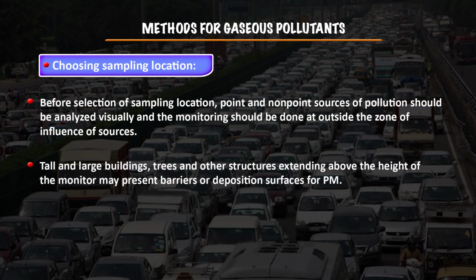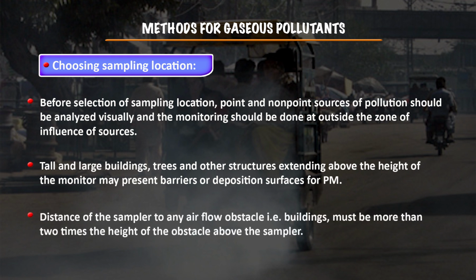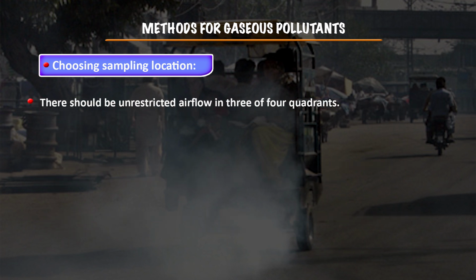Tall and large buildings, trees and other structures extending above the height of the monitor may present barriers for the deposition of particulate matter on surfaces. So, the distance of the sampler to any airflow obstacles like buildings or trees must be more than 2 times the height of the obstacle above the sampler. So, there should be unrestricted airflow in 3 or 4 quadrants.